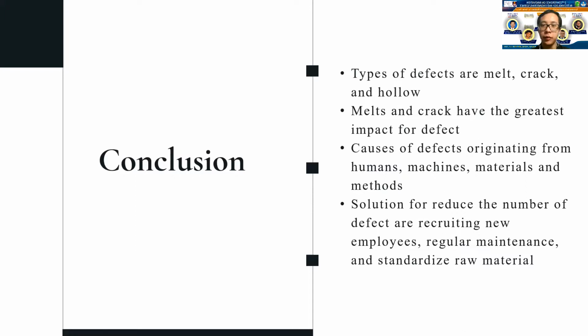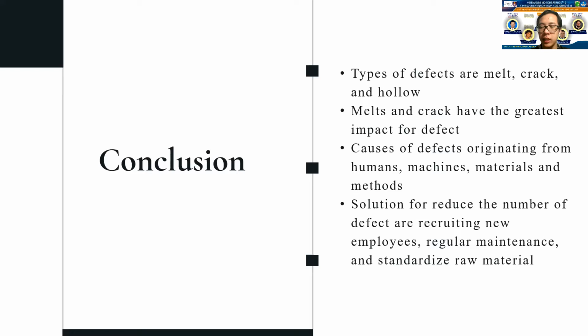The solution that we made for the company to reduce the number of defects is, first, recruiting new employees because the current employees are too few, so they are too tired working in the production process. Second is regular maintenance. We suggest the company do regular maintenance for machines, for example once a week, so the machines can give high output in producing the product.